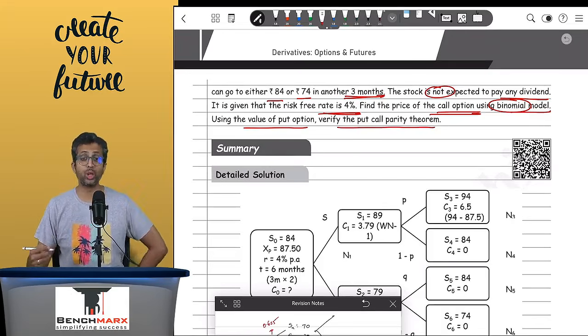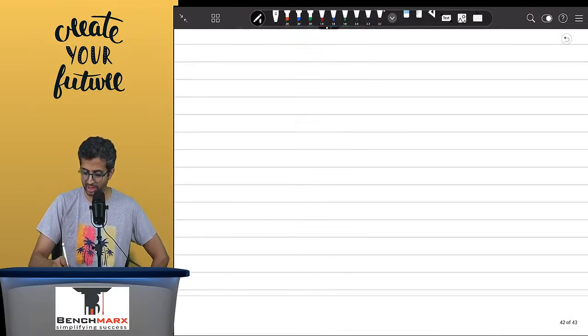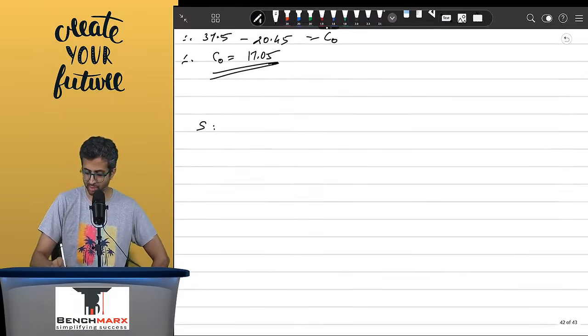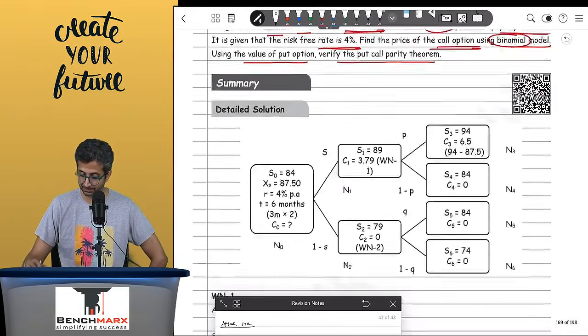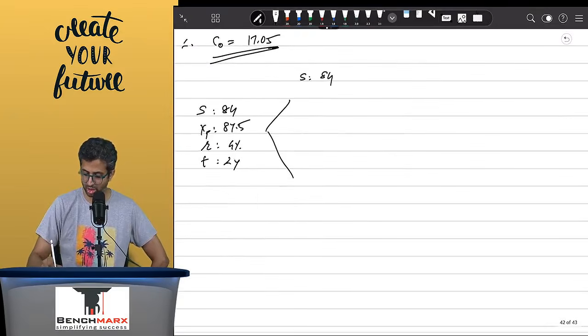So in this case, what do you do? Well, you first draw the binomial tree. How will the binomial tree look? The spot price today was 84. The exercise price was 87.5. The rate of interest is 4% per annum, and the time frame seems to be 2 years. You go to the two possibilities of an up move or a down move. If the price goes up, it can go from 84 to 89, or it can go down to 79.